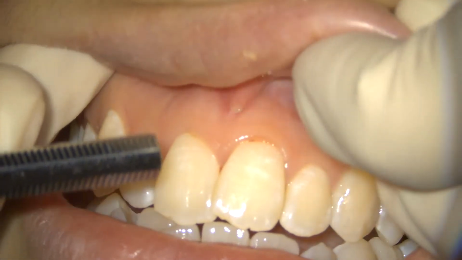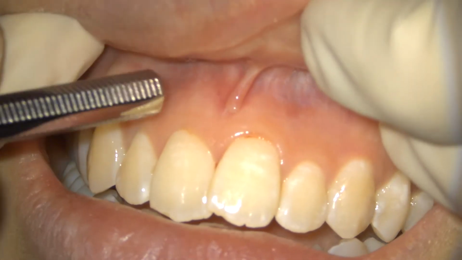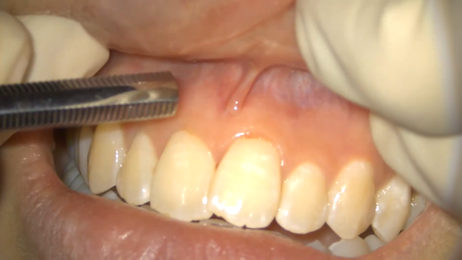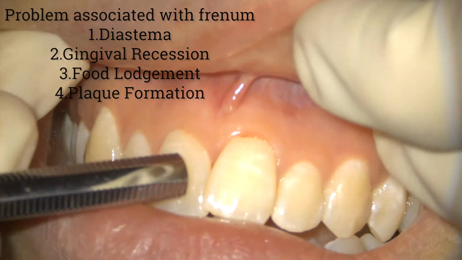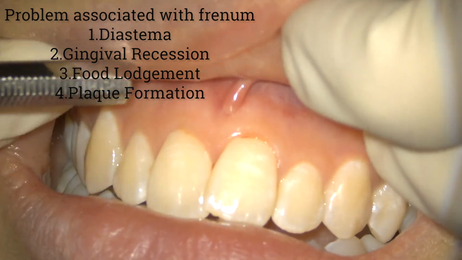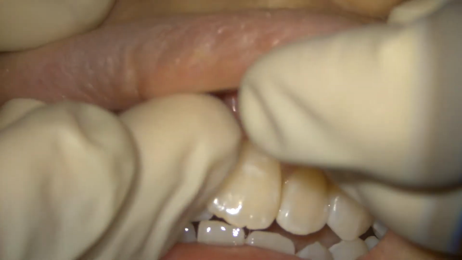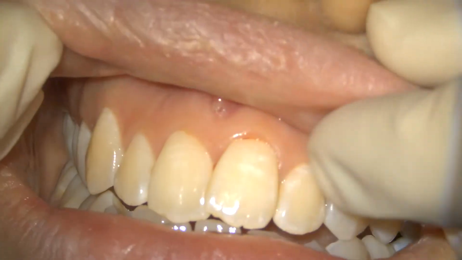So how to see what is the type of frenum that is present? Understanding the problems posed by the frenum, which can cause diastema, recession, food lodgement and plaque formation, everything. So it is important to assess the type of frenum the patient has.